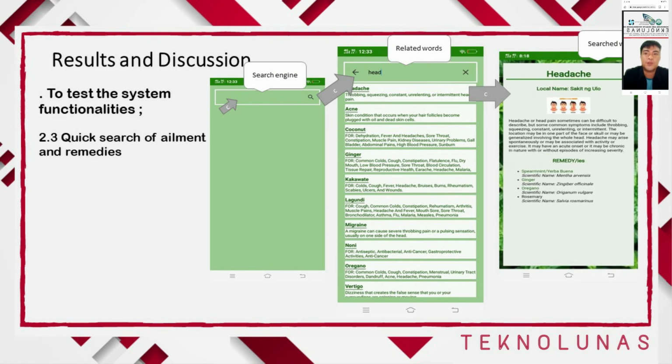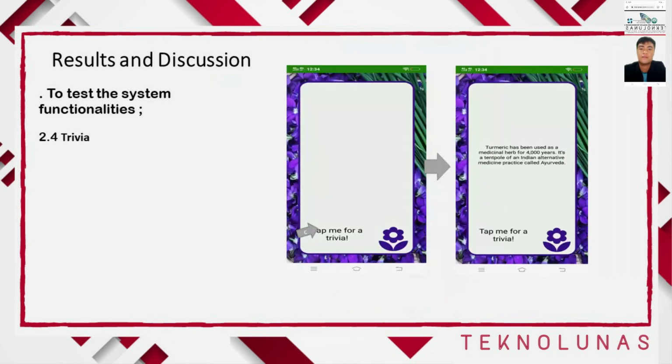The figure shows how the search function works. The first figure is where a user may enter a desired search inquiry on the application. The second image shows related words to the search word. And the last figure shows the results of the search word of the user. Through this function, the user can easily find a herbal remedy for a certain ailment by just typing the common ailment name or vice versa.